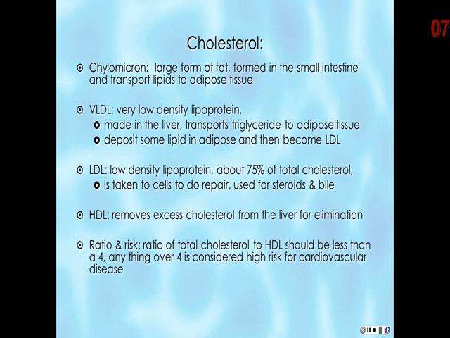The HDL, or high-density lipoprotein, contains the least fat and is used to remove the excess cholesterol from the liver for elimination. The ratio of cholesterol levels is associated with cardiac risk. The ratio of total cholesterol to HDL should be less than 4. Anything over 4 is considered elevated risk for cardiovascular disease.